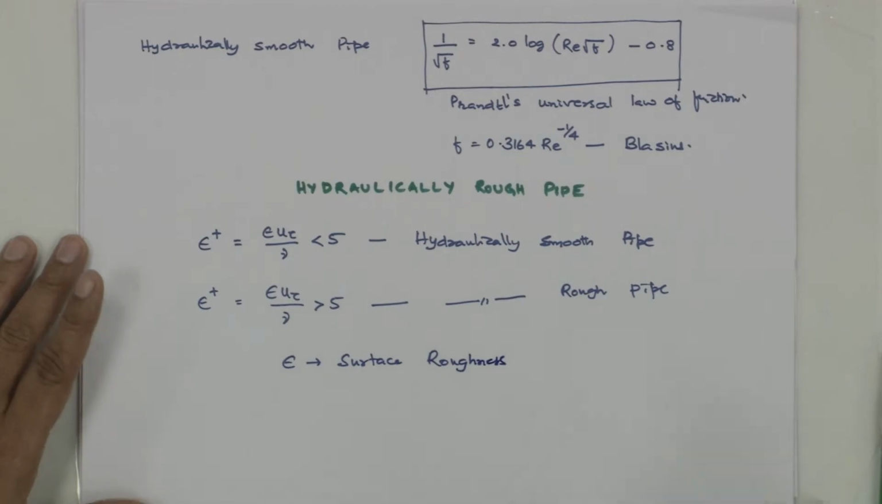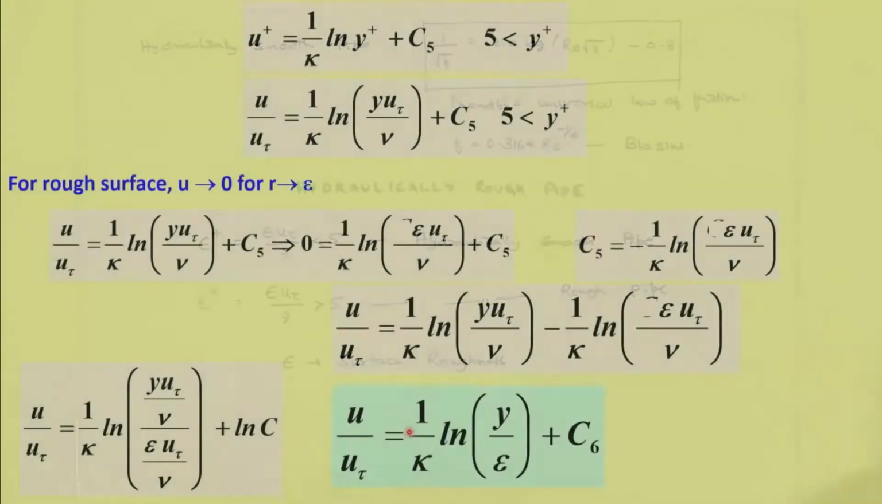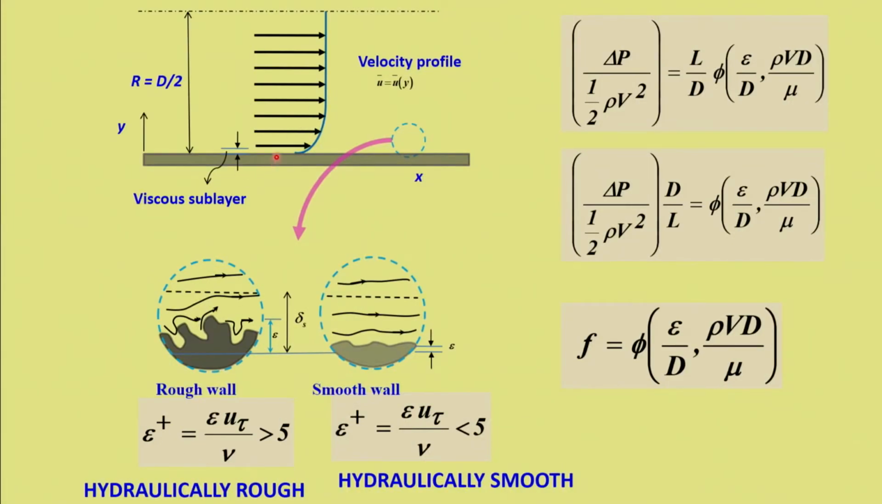I would like to go back to the slides. In the slides, you can see this is my velocity profile and this is the viscous sublayer. If I zoom in on that viscous sublayer, this is the rough wall and this is a smooth wall. You see here, in the left hand side figure, the surface roughness epsilon plus is greater than 5, so that's why it is called a hydraulically rough pipe.